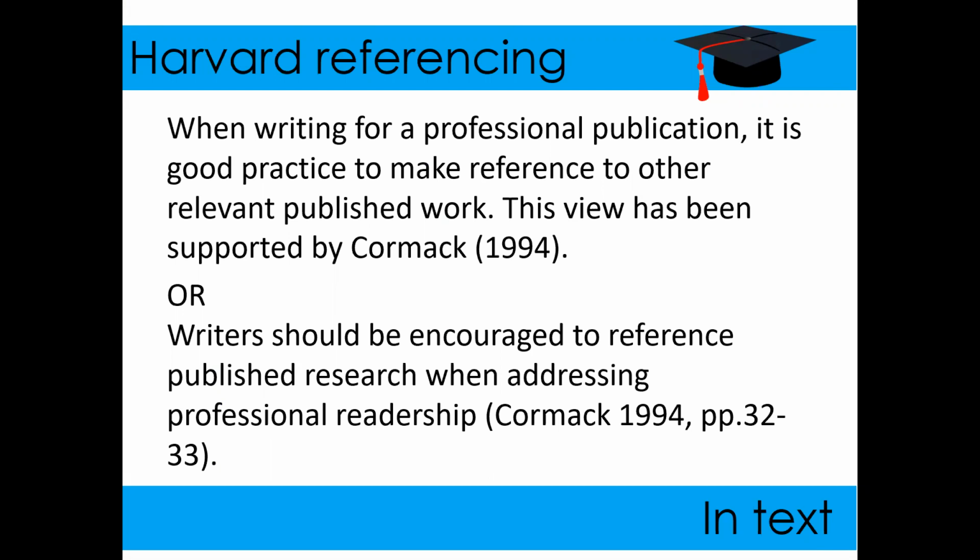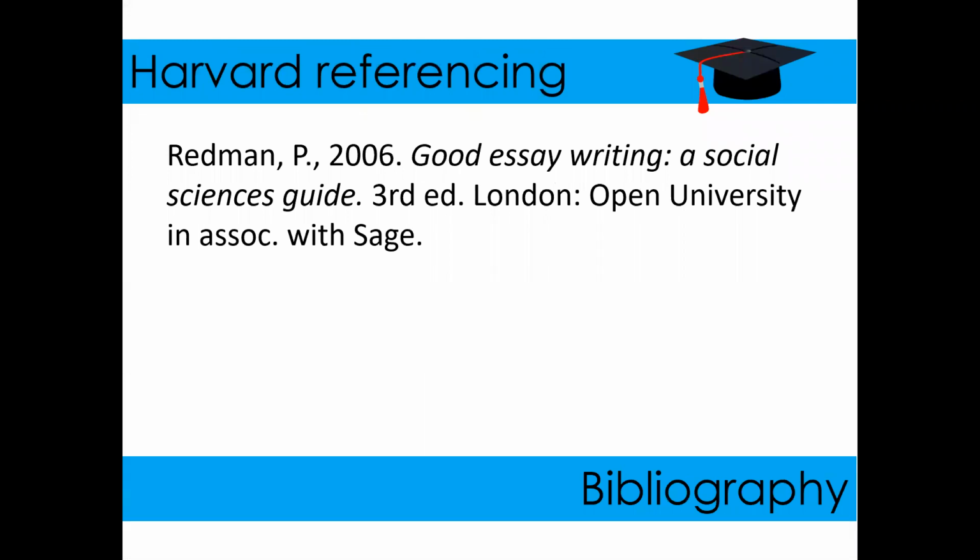So in this example, the top one, you mention Cormac by name, so you just put 1994 in brackets. The bottom one, you haven't mentioned the author in the text, so in your bracket, you put Cormac 1994, and then the specific pages that you're referencing. As well as the short inline reference, you need to put the full details in your bibliography, and this is what the style looks like for Harvard. These will then be ordered alphabetically by author surname, making it easy to find the full details of any reference from your work.